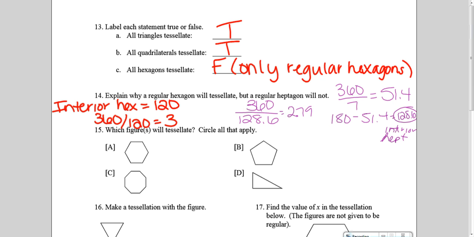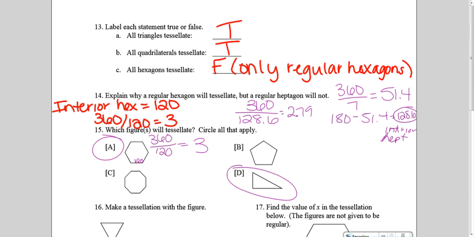All right, so 14, which figures will tessellate? Well, we know D will because we already said that all triangles will tessellate. So let's check the other ones. Let's check our angles. Well, this one we have a hexagon. So we know a hexagon, its interior angle is 120. 360 divided by 120, we get a whole number, 3. So the hexagon will tessellate.